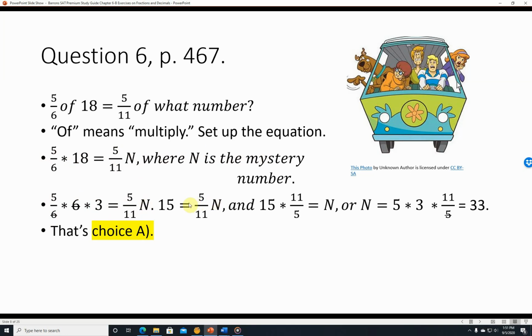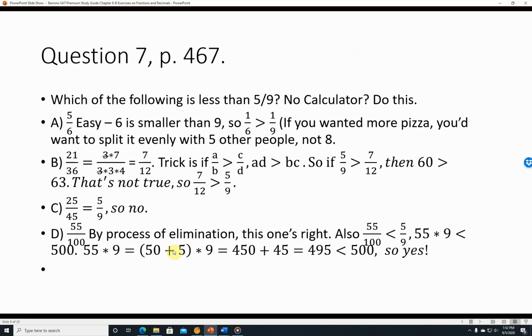All right, so now that means that 15 is equal to 5/11 of n, and now we're finally going to divide by 5/11, so it becomes 15 times 11 over 5. I'm sure you can recognize that 15 is 5 times 3, so there's a 5 there and a 5 there. They cancel out. You end up with 3 times 11, which is equal to 33, which is choice A.